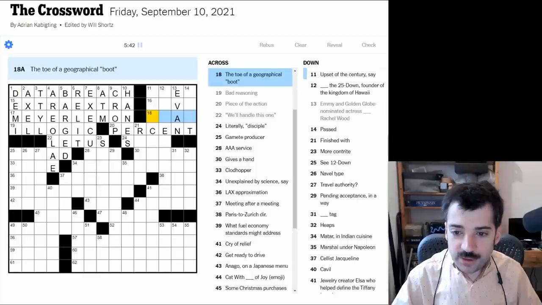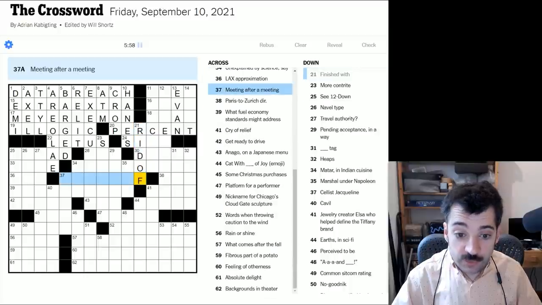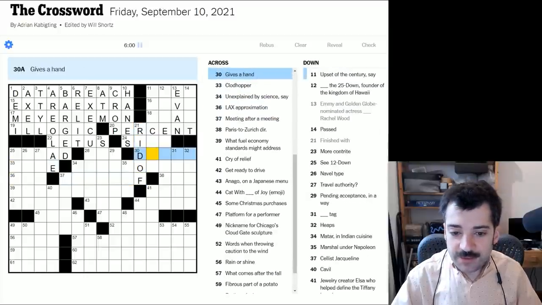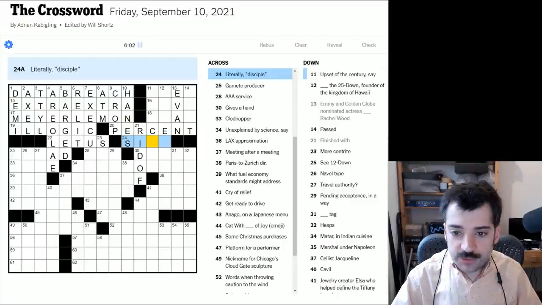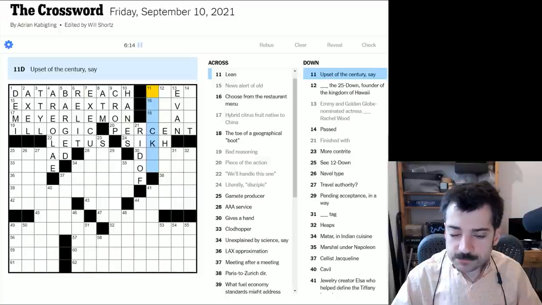The toe of a geographical boot. What is the toe? I'm trying to think. Is it Italy that's being referred to? Finished with. Could be rid of. I'm finished with you. I'm rid of you, maybe. Gives a hand, literally disciple. Oh, a Sikh, maybe? I bet that's what that is. Member of the Sikh religion.